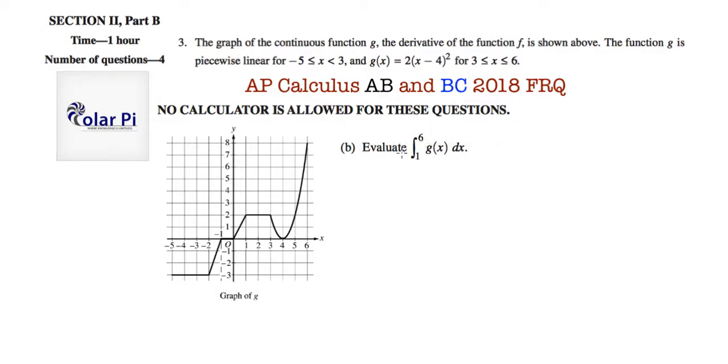Part B says this: evaluate the integral from 1 to 6 of g of x dx. So find the area bounded by the function g of x, so this graph, and then the vertical lines x equals 1 and x equals 6, and then the x-axis, right? Okay, so we've kind of done this already.